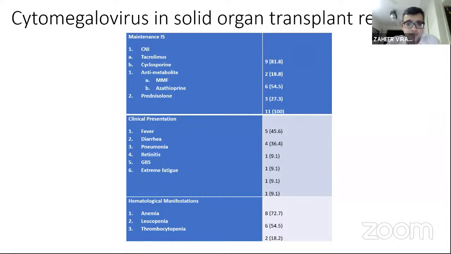So this was a very rare presentation, and once we get to the discussion section, we would also love to hear from you what rare presentations of CMV you have seen. And there was a case who presented with extreme fatigue and acute allograft dysfunction. We saw all 3 types of hematological manifestations, but the most common was anemia.